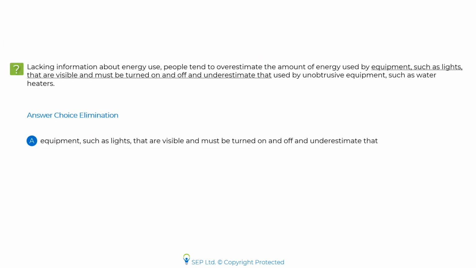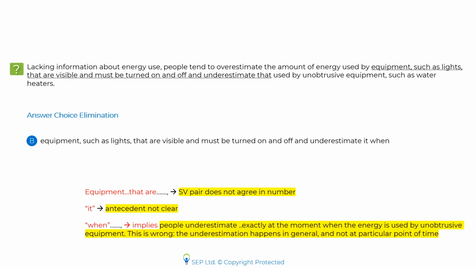So choice A we have already ruled out, because "equipment that are visible" violates the rule that subject-verb pairs should agree in number. So A is out. Let us move on to B. Fitting B into the original sentence, we can see that we are once again talking about equipment that are visible. So this is again incorrect.